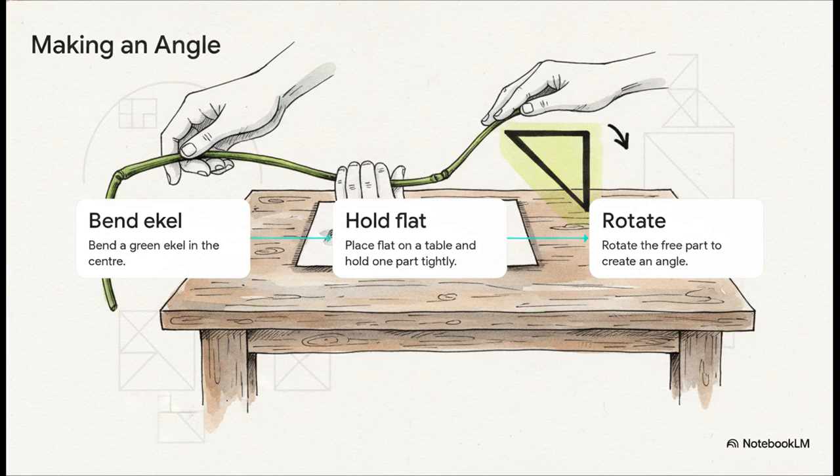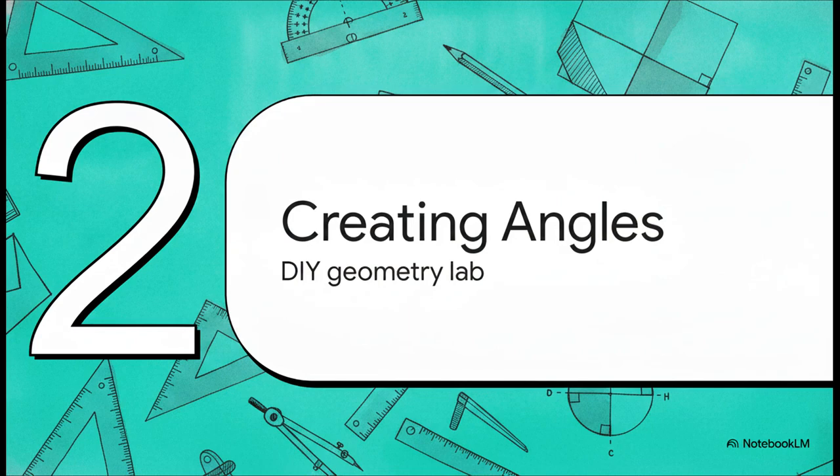You're feeling the pivot. As you move that free end, you can literally watch the space between the two halves open and close. That is the very definition of an angle, the amount of measurable turn between two straight lines sharing a common endpoint.